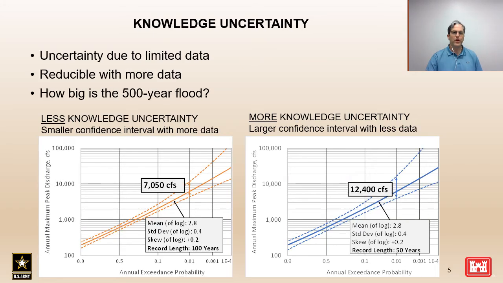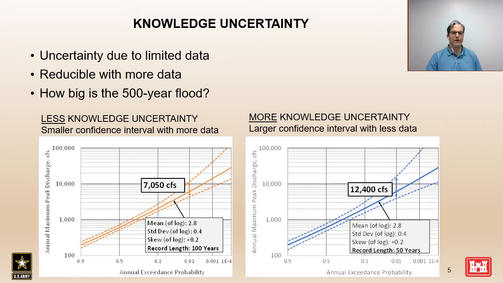The second general type of uncertainty is knowledge uncertainty, which refers to uncertainty due to a lack of data. Of course, this uncertainty can be reduced with more data and further study. It answers questions like, if a 500-year flood were to occur, how big would that flood be? The two plots shown on the slide show differences in knowledge uncertainty.